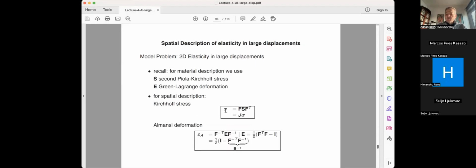Namely, we can appeal to the Kirchhoff stress. That one is the product between the true or Cauchy stress and the Jacobian of the deformation gradient. Given the connection between this true stress and the second Piola-Kirchhoff stress, S is equal to F minus 1 times J sigma times F minus transpose. Obviously, if I multiply S by F on the left-hand side and F transpose on the right-hand side, I obtain my tau in this way.